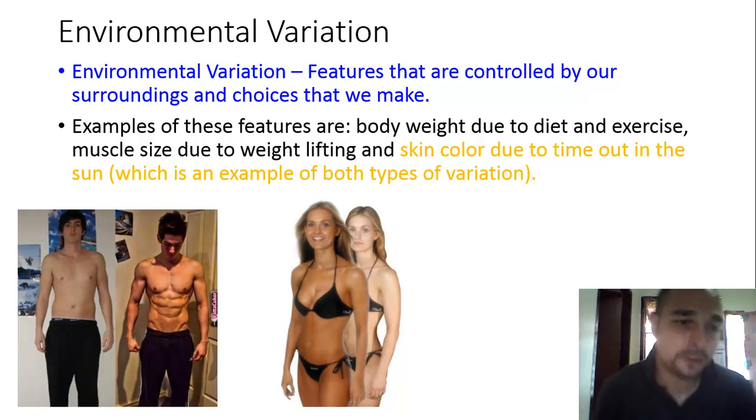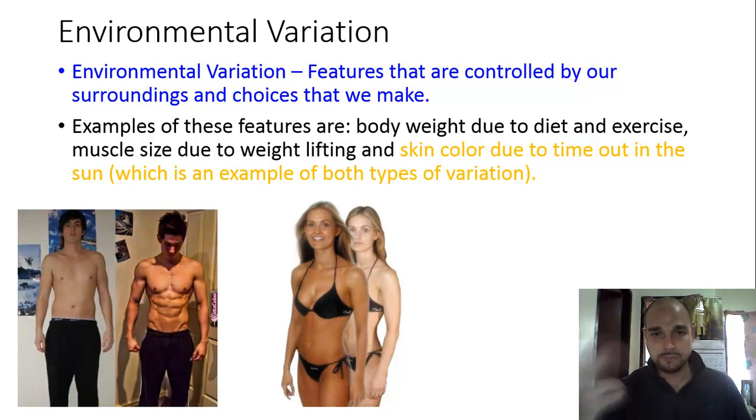Okay, environmental variation. Environmental variation, features that are controlled by our surroundings and choices that we make. Examples of these features are body weight due to diet and exercise, muscle size due to weightlifting, and skin color due to time out in the sun, which is an example of both types of variation. So I put that one on both of those slides.